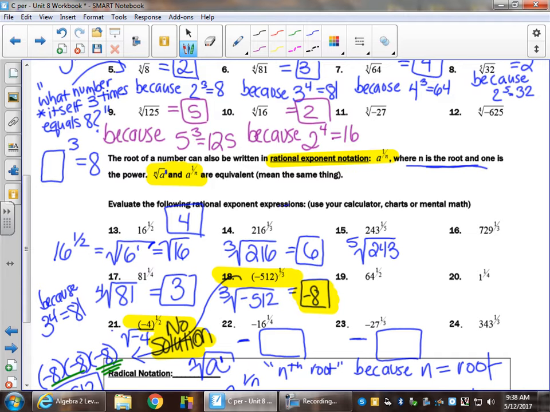3rd root of negative 27. Negative 3. Yes. In the video last night, we talked about how I can take the odd root of a negative, because what is negative 3 times negative 3? 9. But this is to what? How many? We got one more. Yes. So negative 3 to the 3rd does equal negative 27. But can I take the 4th root of negative 625? Nope. No solution.